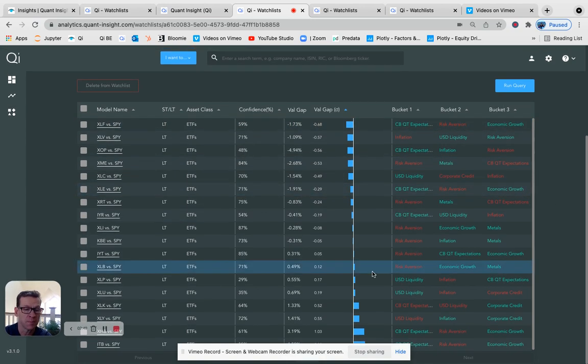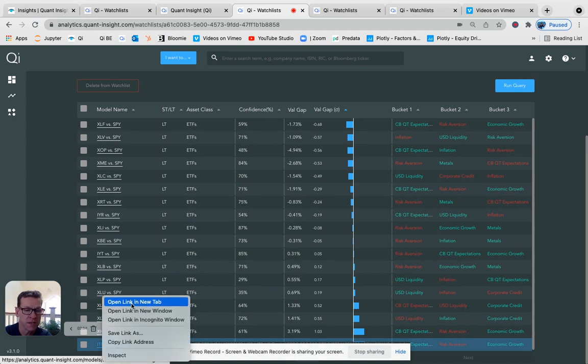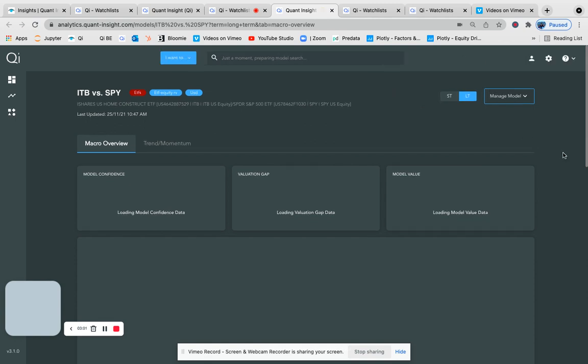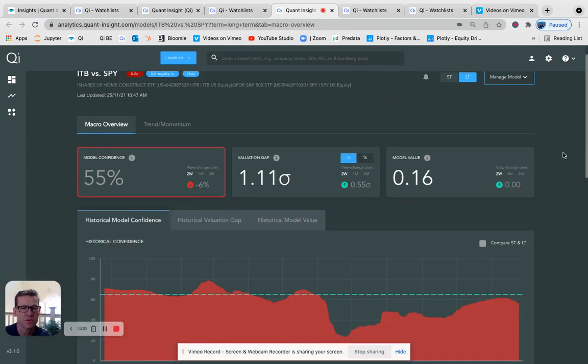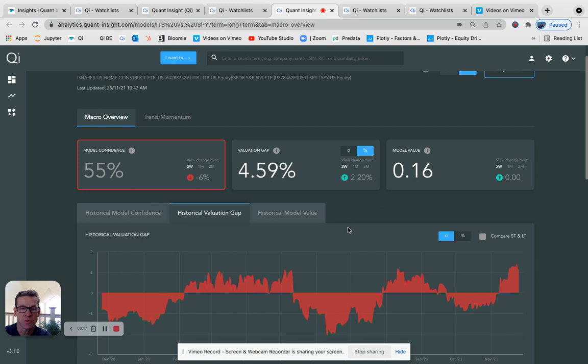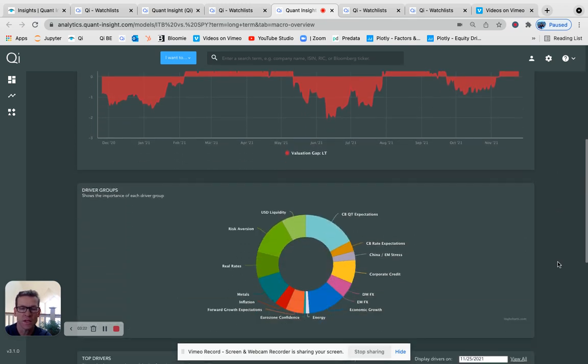And interestingly, at the bottom end, the richest is once again home construction, ITB versus SPY. So again, let's right-click and open up the model page, and then we can do a deeper dive into the dynamics of home construction versus the broader tracking S&P 500 ETF. Again, slightly below our threshold, so just out of regime. So this 1.1 sigma, or 4.5% rich valuation, comes with a health warning, even though it is towards the top end of the range. What are the key drivers?